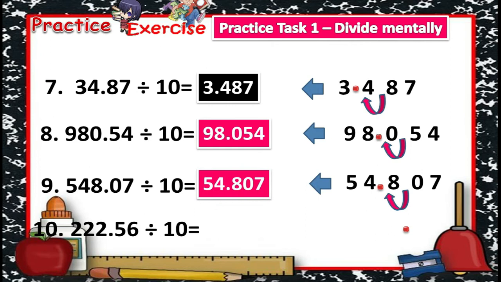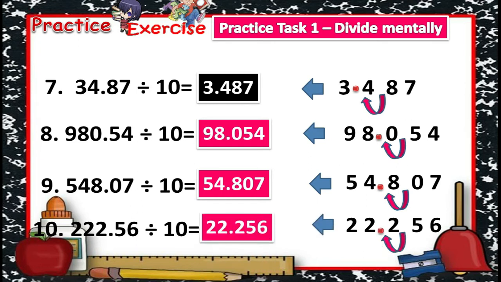For number 10, 222 and 56 hundredths divide by 10. Move the decimal point 1 to the left. Here is the decimal point. So the answer is 22 and 256 thousandths.